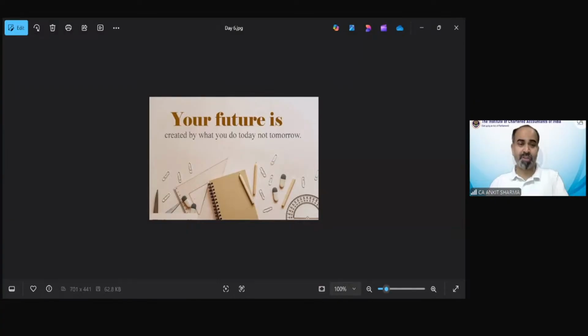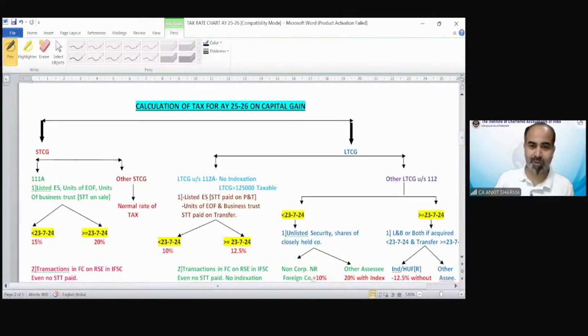This is not the thought for the day, this is the concept of the day. So now, calculation of tax for assessment year 25-26 on capital gain. First of all, we have to see the short-term capital gain tax structure, if the short-term capital gain falls under section 111A. Do you remember what section 111A was?